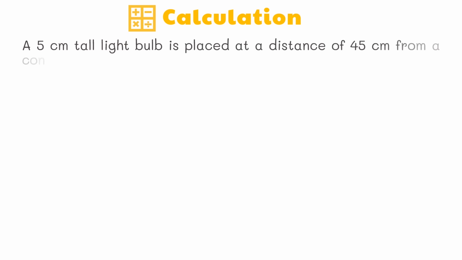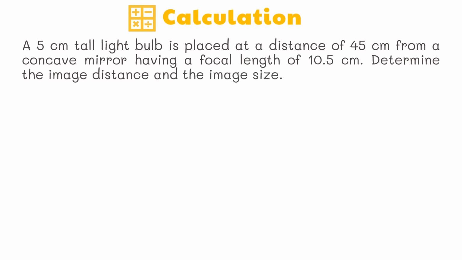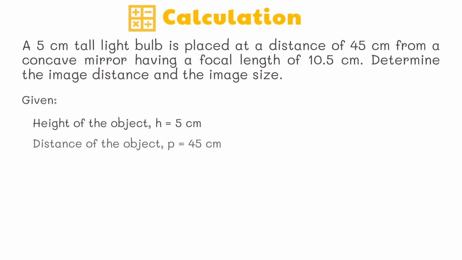Let's try some sample problems. A 5 cm tall light bulb is placed at a distance of 45 cm from a concave mirror having a focal length of 10.5 cm. Determine the image distance and the image size. The given values in the problem are the height of the object, which is 5 cm, the distance of the object, which is 45 cm, and the focal point, which is 10.5 cm.